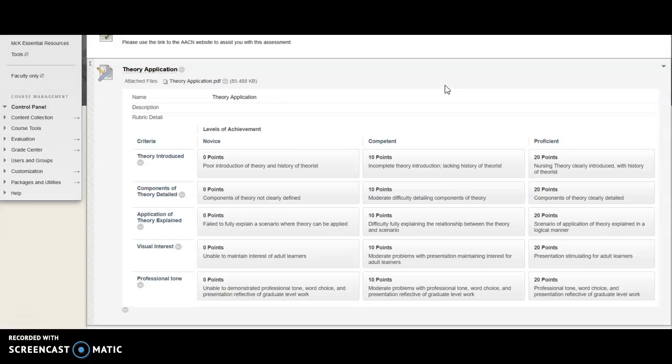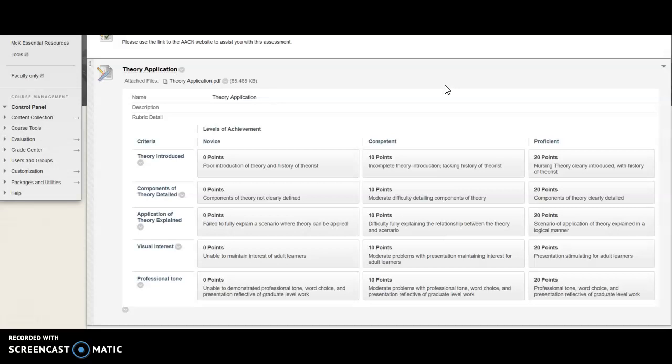So what you're going to do is you're going to introduce your theory. You're going to provide a brief history of the theorist, and then you're going to explain and delineate the different components of the theory. And you're going to be very clear. The purpose is to share what you've learned with your class. So please be very clear in delineating what the theory entails so that others can understand about the theory as well.